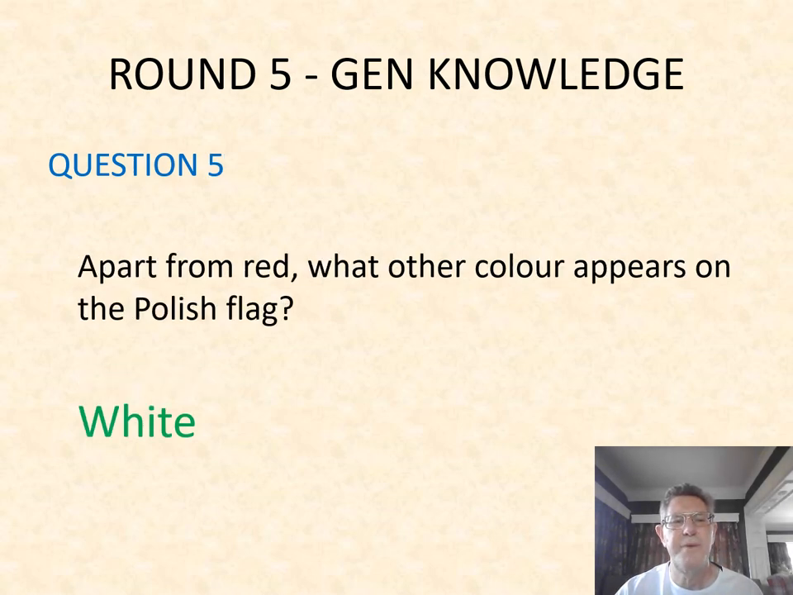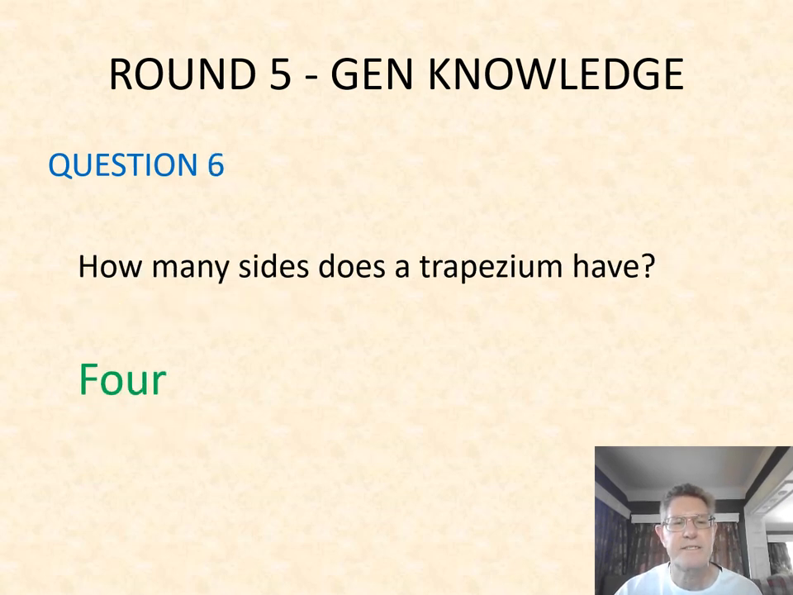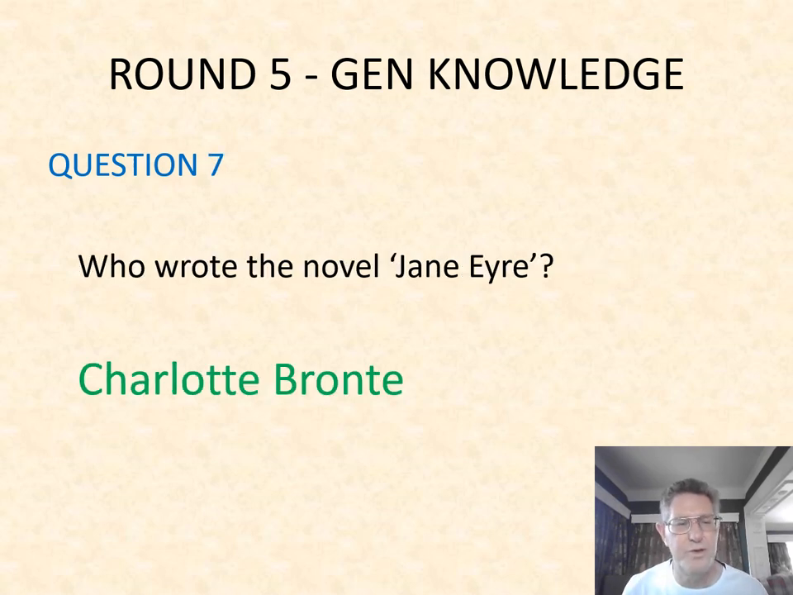Number five, apart from red, what other colour appears on the Polish flag? It is white. There's a red and white stripe on the Polish flag. Number six, how many sides does a trapezium have? It has four. It's like a squished ziggy-zaggy square rectangle thingy. Number seven, who wrote the novel Jane Eyre? It was Charlotte Bronte that wrote Jane Eyre.